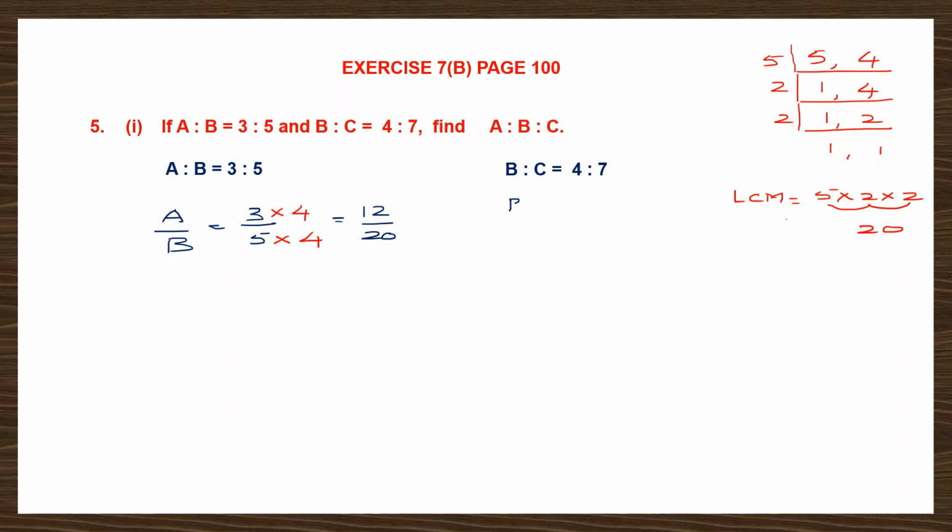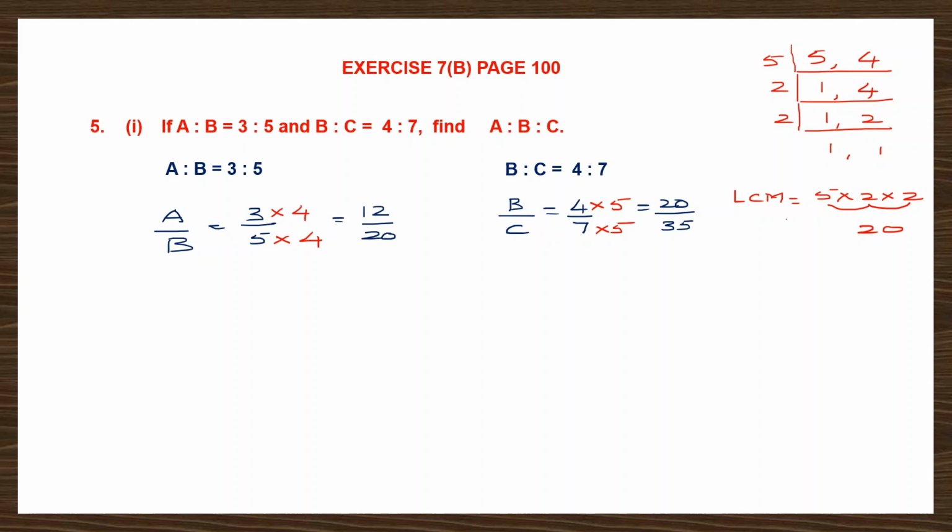So B by C, let's write it as B over C is equal to 4 by 7. Again, look at B. B is 4 and we found the LCM to be 20. So 4 into what will give us 20? 4 into 5. So multiply this by 5. Multiply this also by 5. So now what do we have? 4 5s are 20 and 7 5s are 35.